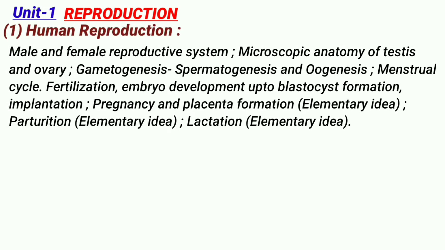So, zoology's first unit is reproduction, first chapter human reproduction: male and female reproductive systems, microscopic anatomy of testes and ovary. Gametogenesis, that is spermatogenesis and oogenesis, and the menstrual cycle, fertilization, embryo development up to blastocyst formation and implantation, pregnancy and placenta formation, and parturition and lactation.